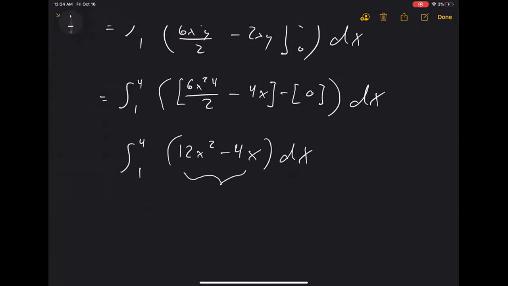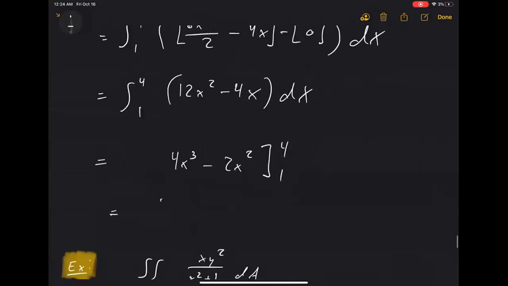Okay, so now I'm just left with this function in terms of x. I've eliminated all my y's, and now I just need to integrate in terms of x, and I don't see any problem here. Now we're just reduced to our single variable case, so I just continue integrating normally. What's the integral of 12x squared? That'd be 4x cubed. What's the integral of minus 4x? That'd be negative 2x squared, evaluated from 1 to 4.